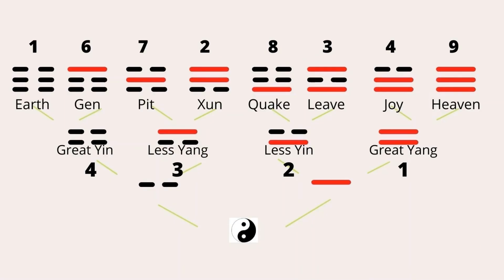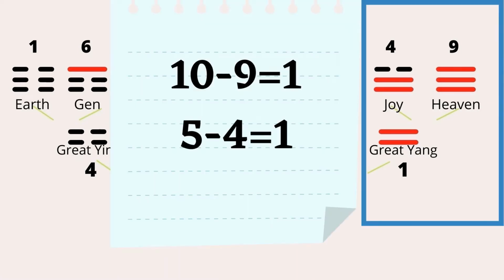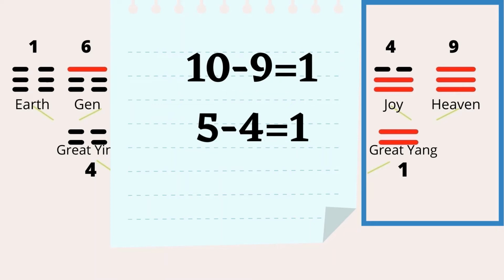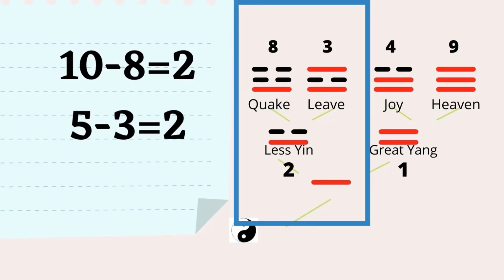Here is his demonstration. 10 minus 9 equals 1. 5 minus 4 equals 1. 1 is the Great Yang. It tells us that heaven and joy come from the same source, the Great Yang. 10 minus 8 equals 2. 5 minus 3 equals 2. 2 is the Less Yin. It tells us that Fire and Quake come from the same source, the Less Yin.